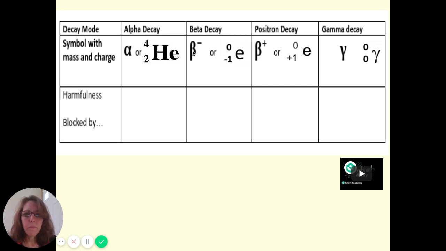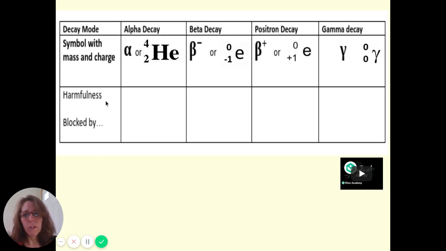The alpha symbol can be written in 2 different ways. The beta symbol can be written either way. Same with the positron. Now, a positron is like a positively charged electron. Notice that the nuclear charge of it is +1, but it has a 0 mass. We'll talk about those in a bit.